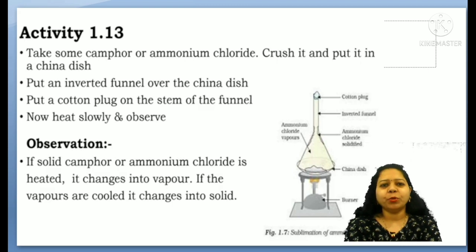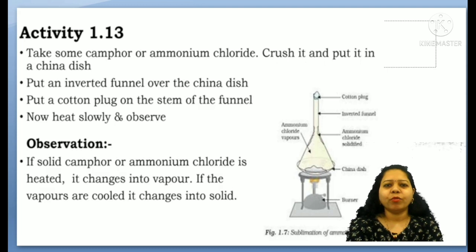Now what we need to do in this activity is take some camphor or ammonium chloride, crush it and keep it in a china dish. After that, we keep an inverted funnel on it and close the end of the funnel with the help of a cotton plug. After that, slowly we give heat from the downside and we'll see what the observations are.